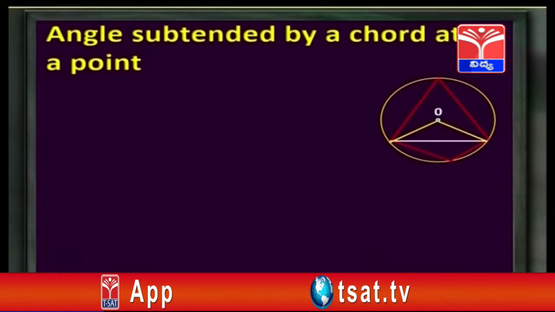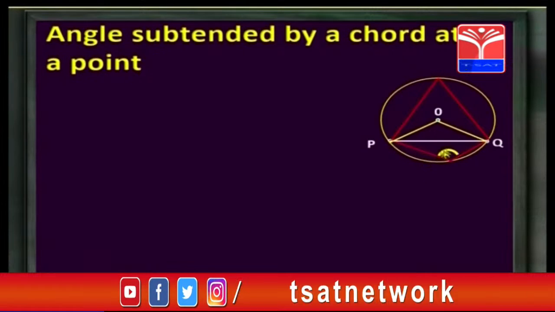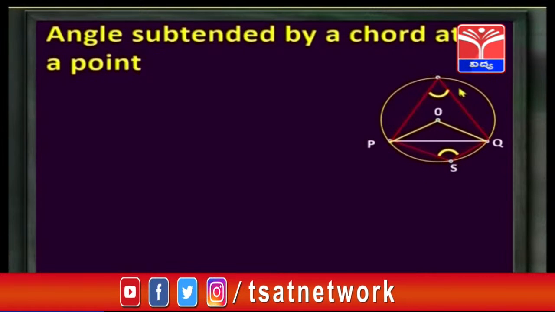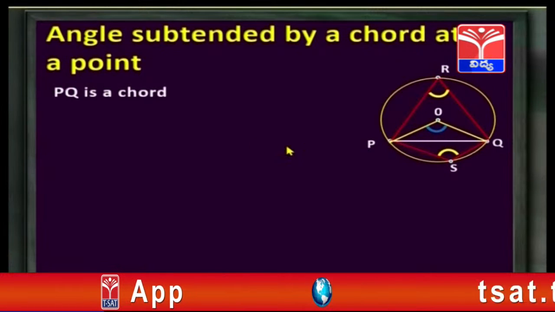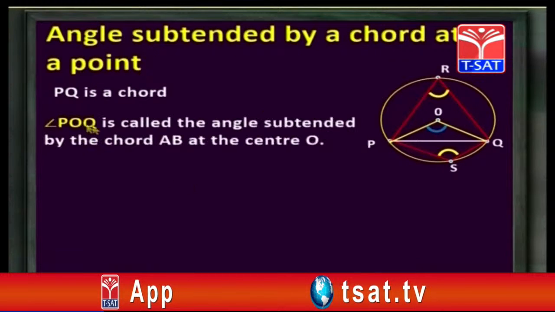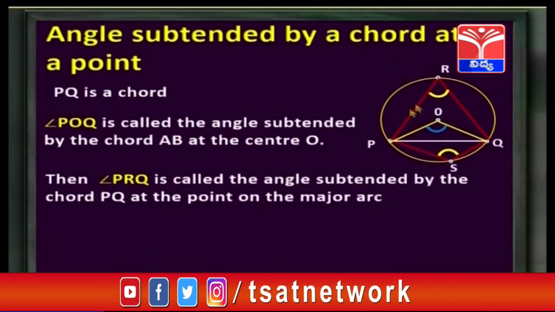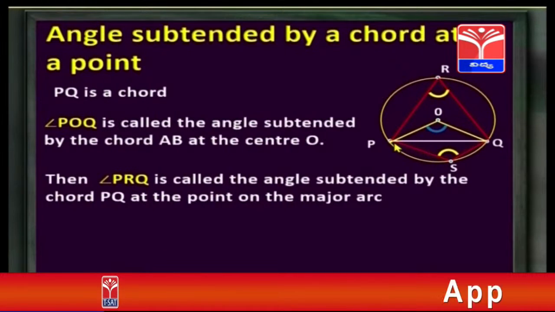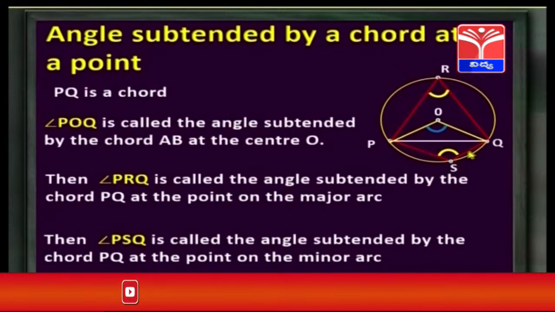Now the angle subtended by a chord at a point, let us see all together once. PQ is a chord and this is the angle on the minor arc, and this is the angle on the major arc, and this is the angle at the center. Now PQ is a chord, POQ is called the angle subtended by the chord PQ at the center O, this is PRQ, the angle subtended by the chord PQ at the point on the major arc. And the third one, angle PSQ, is called the angle subtended by the chord PQ at the point on the minor arc.